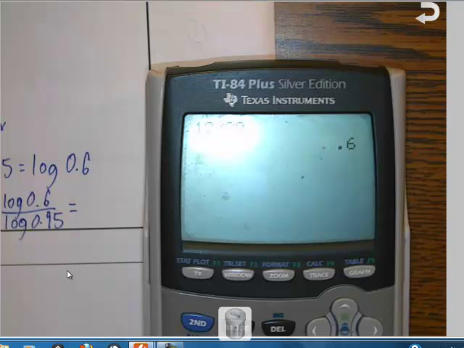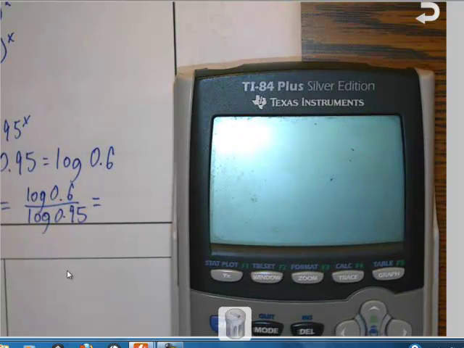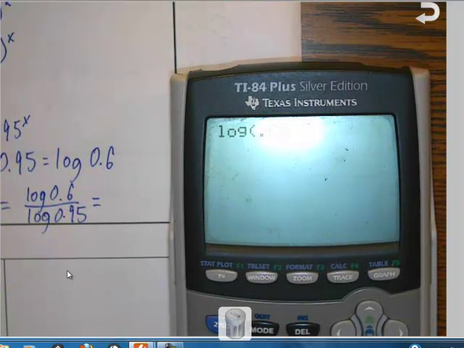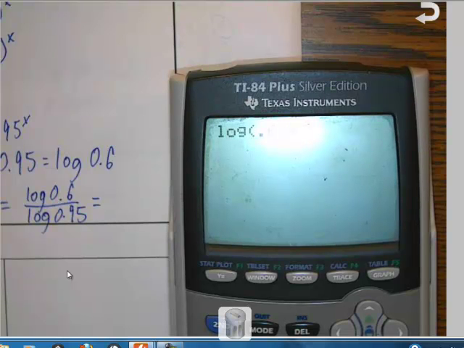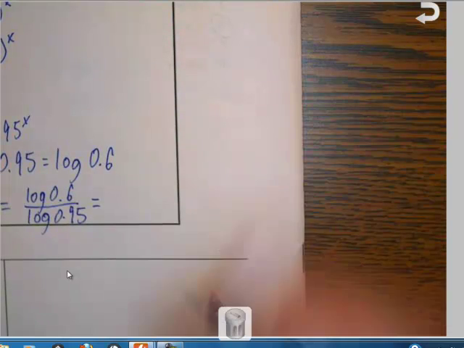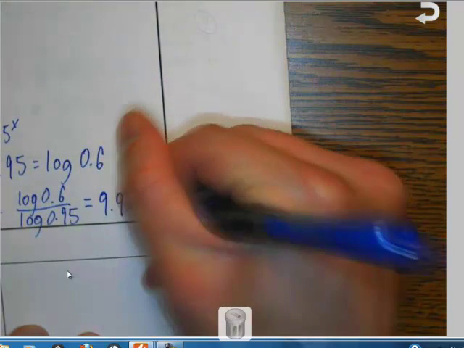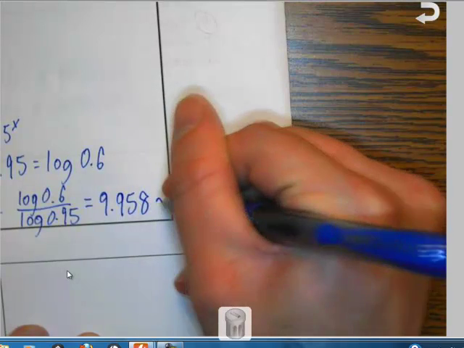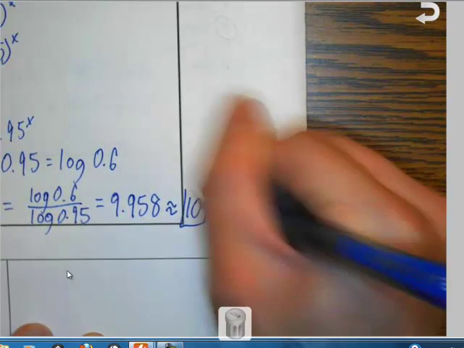And so plug it into our handy-dandy calculator. We say, okay, the log of 0.6 divided by the log of 0.95, and we close it up, and we get 9.958, which was about 10. And that's it.